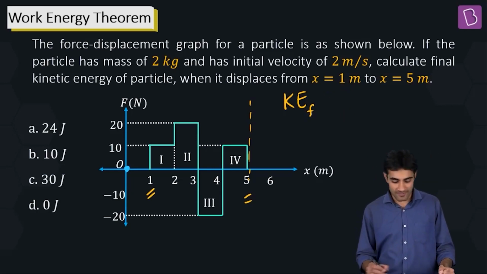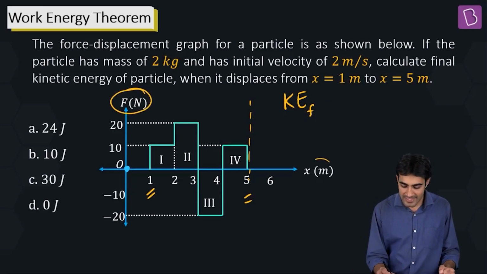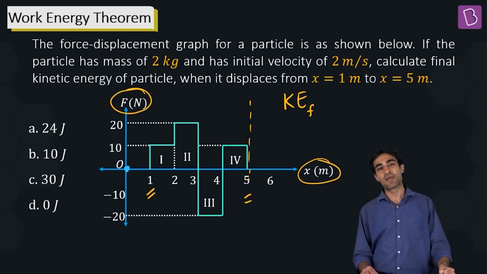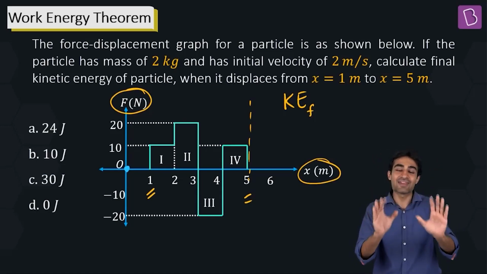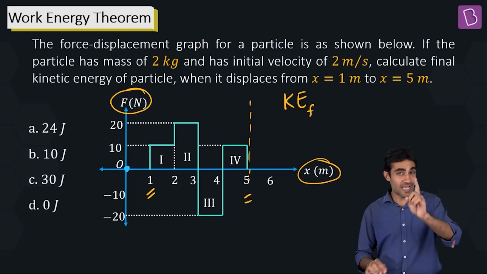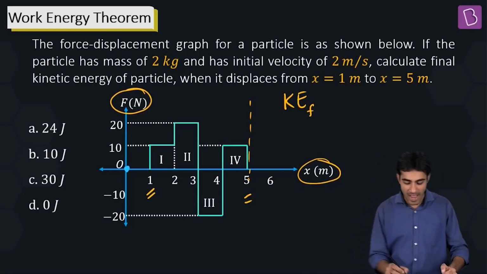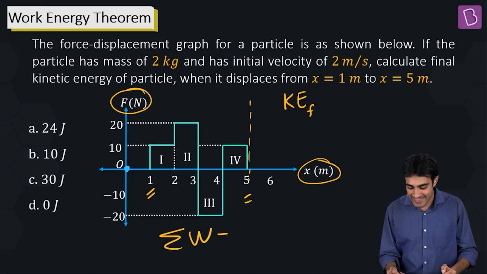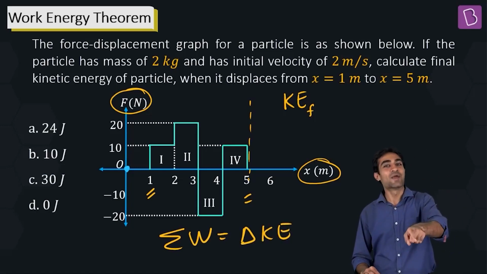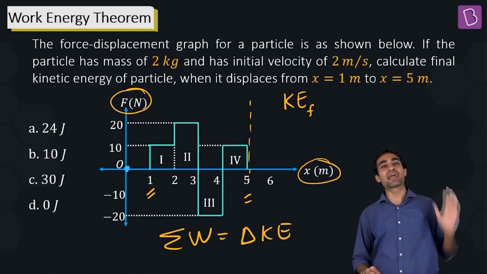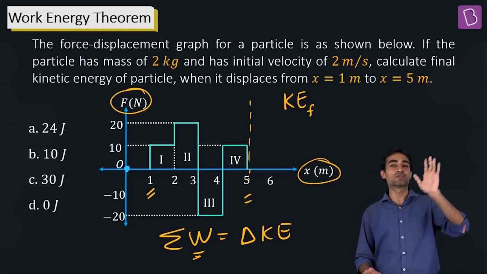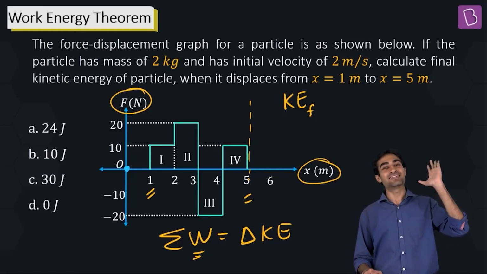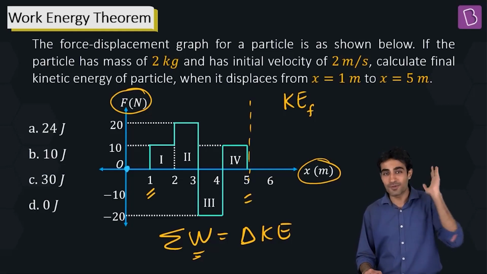Now, we are asked the kinetic energy. And what are we given? We are given the force versus displacement curve. Well, what is the trick? What is this mystery? Well, here is work energy theorem. Work energy theorem says work done by all the forces is equal to change in kinetic energy. And we can arrive at the final kinetic energy if we calculate the work done by all the forces on this object.